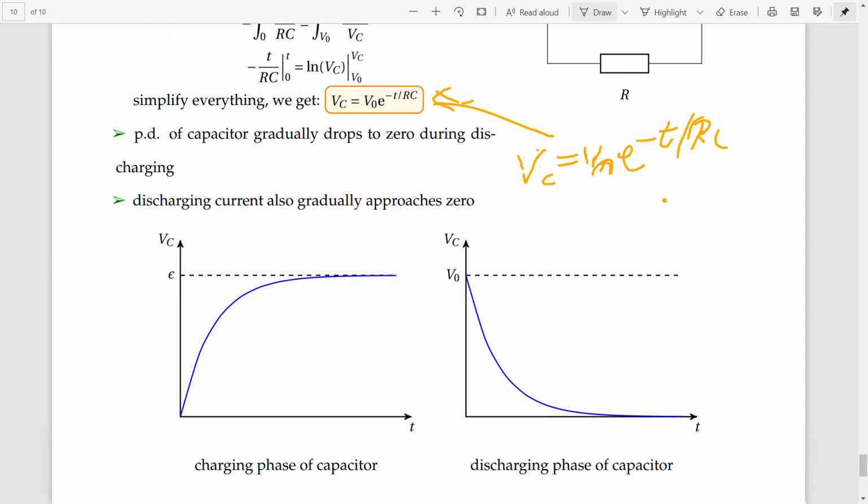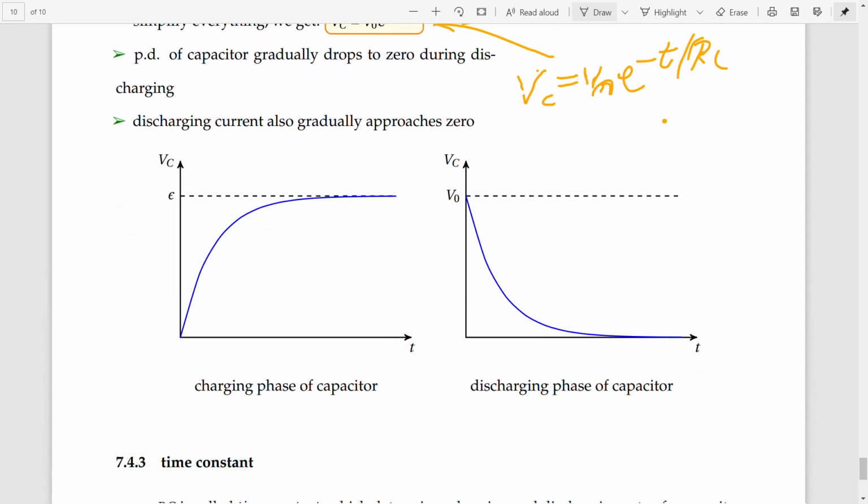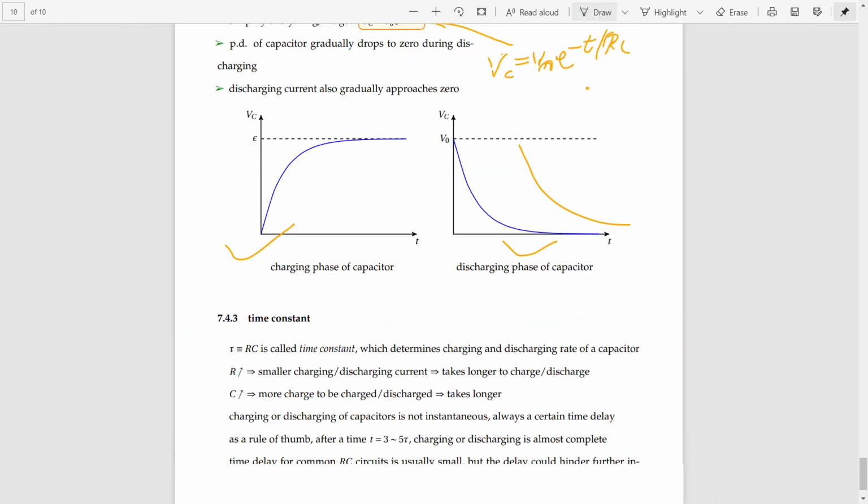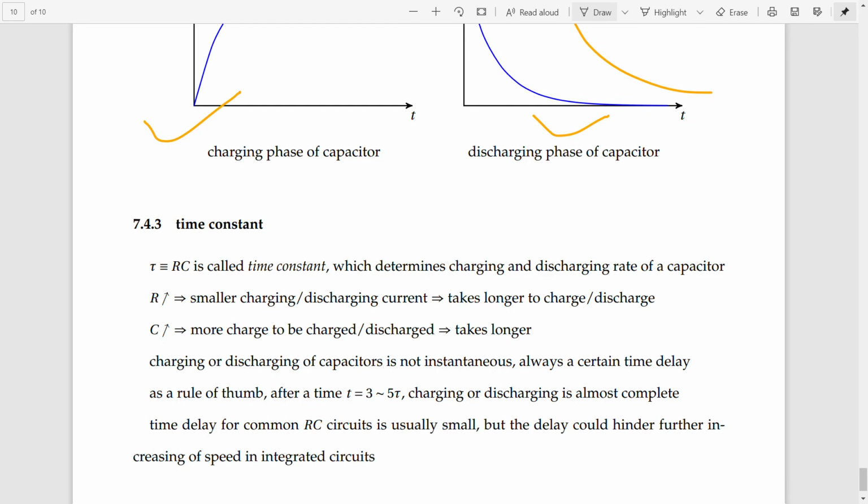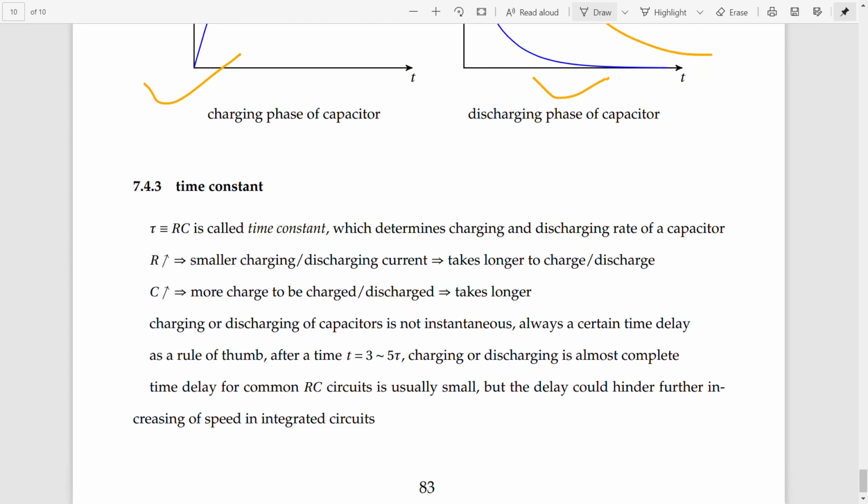And the discharging current also. When you see this kind of curve, it is charging, and when you see this kind of curve going downward, it is discharging. I'm just revising this. The time constant, tau, determines the charging and discharging of capacitors.